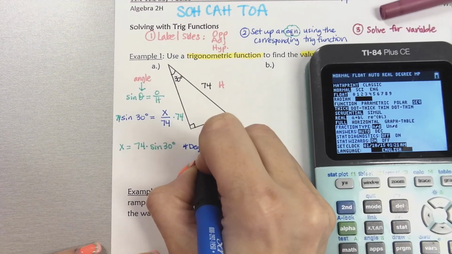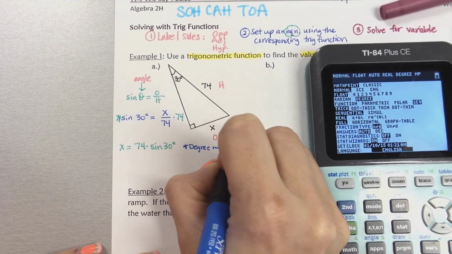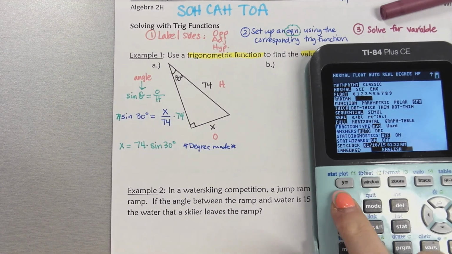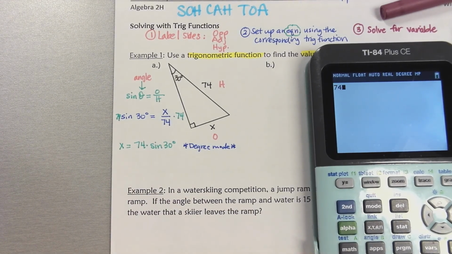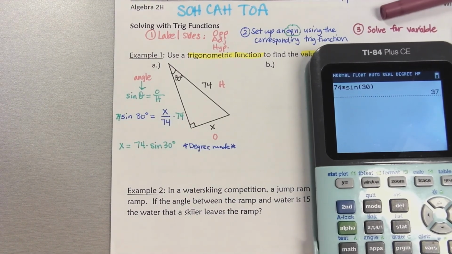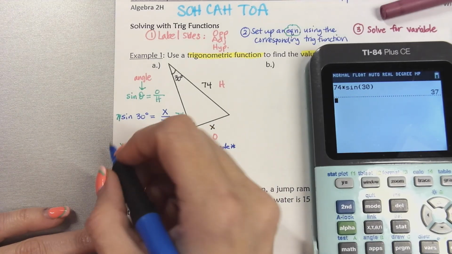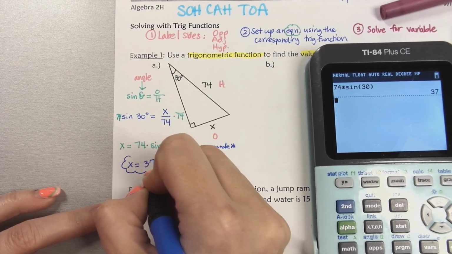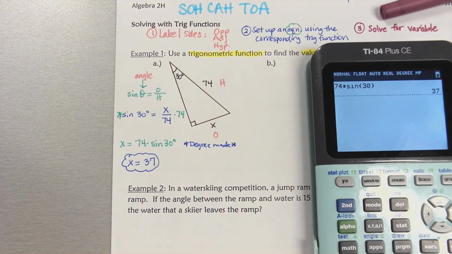I'm going to write a little note here as your reminder that you have to be in degree mode. Then we can just type in 74 times the sine of 30. Based on our solution, can you tell me what the sine of 30 is equal to? It is equal to 1/2. So you should get x equals 37. If you're not, then check your mode, make sure you're in degree.